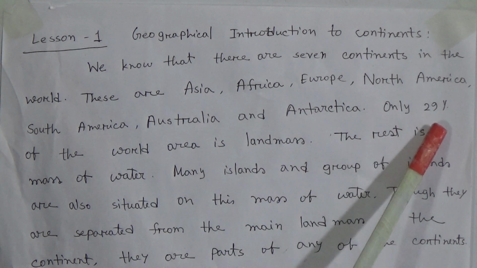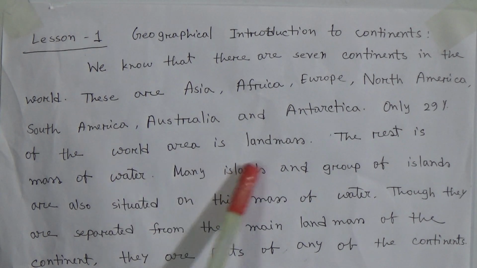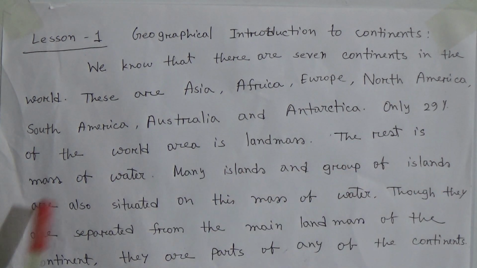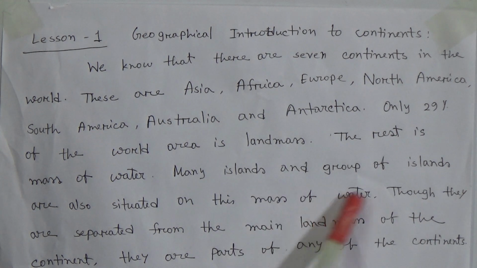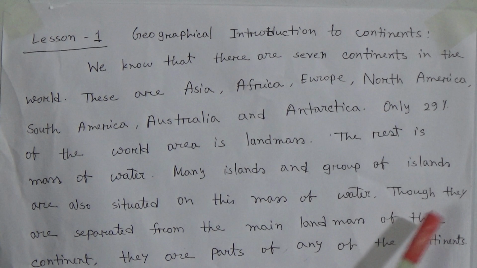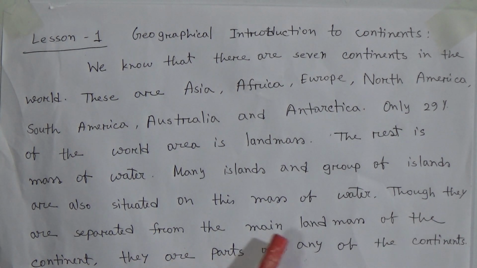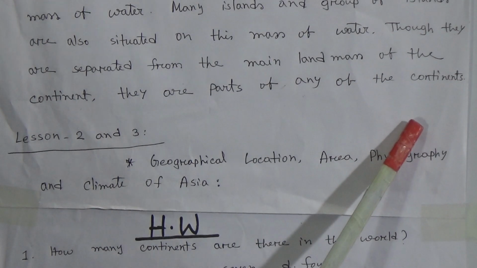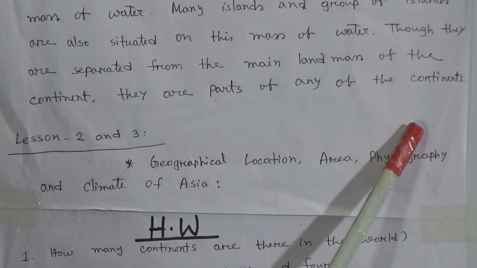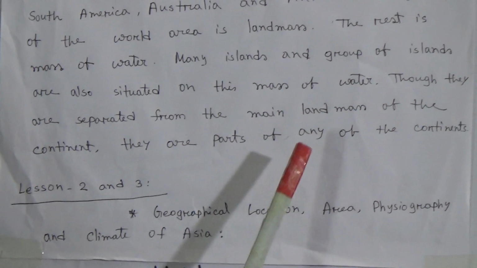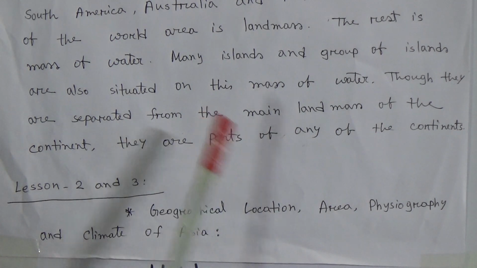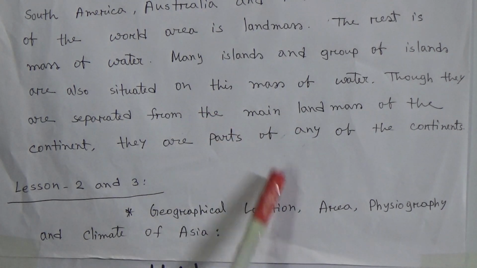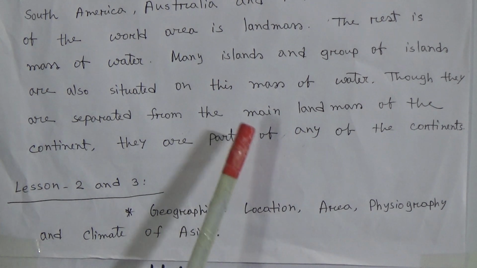Okay, only 29% of the world area is landmass. The rest is mass of water. Many islands and groups of islands are also situated on this mass of water, though they are separated from the main landmass of the continent. They are parts of one of the continents. Okay dear students, now listen. The natural scenery of islands and groups of islands is very charming. Beautiful tourist centers have been developed in them.